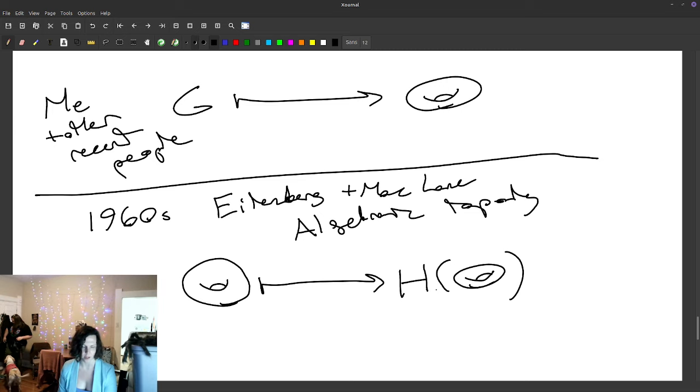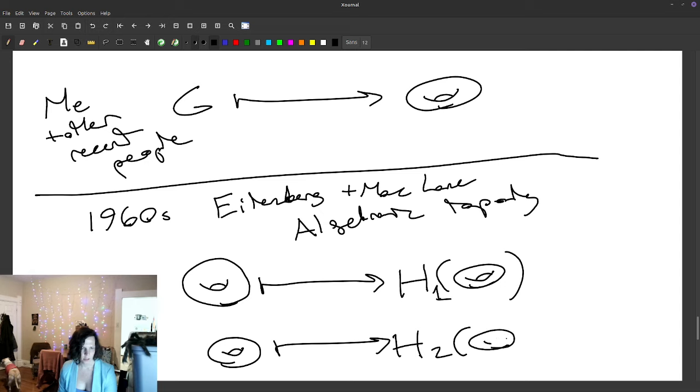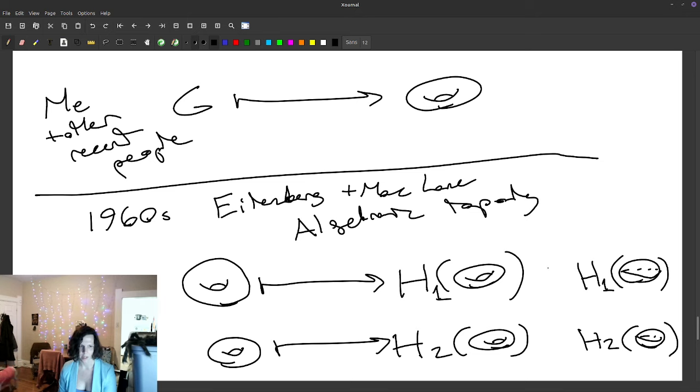Maybe there was a one-dimensional version of this. Maybe there was a two-dimensional version of this, where you could take the donut and look at its two-dimensional homology, and there was one of these for each dimension. And then there was also one of these for each shape, so you could also think about what is the first homology of the 2D sphere instead, or what is the second homology of the 2D sphere, and stuff like that.